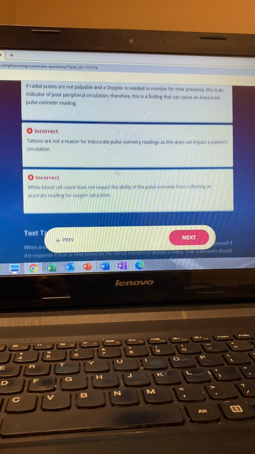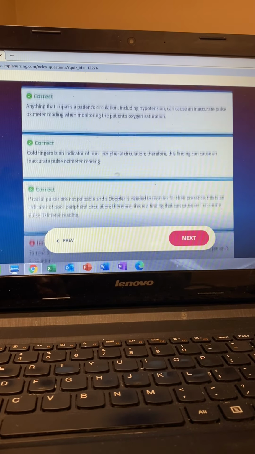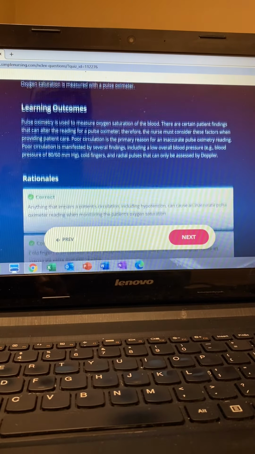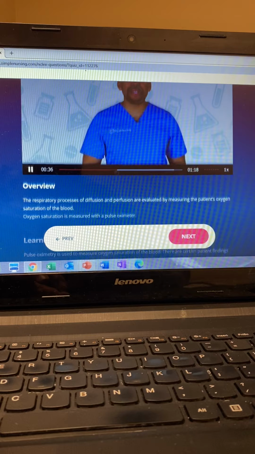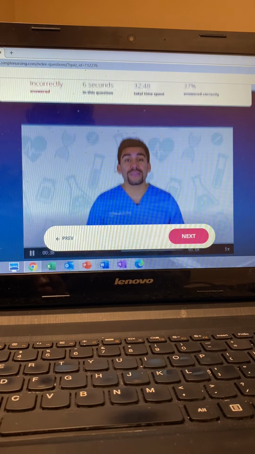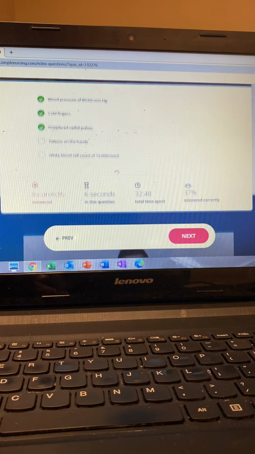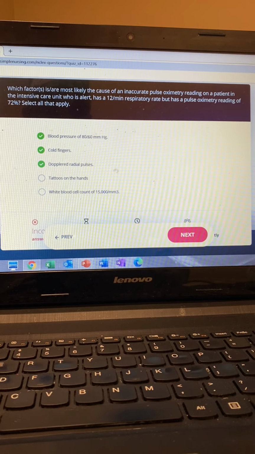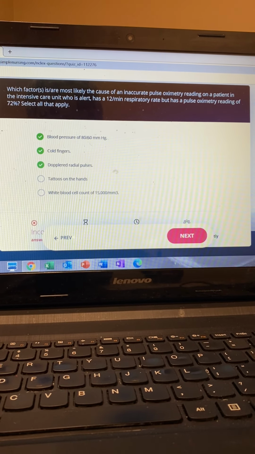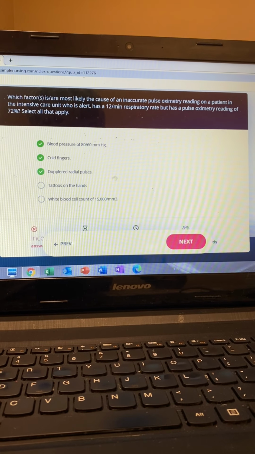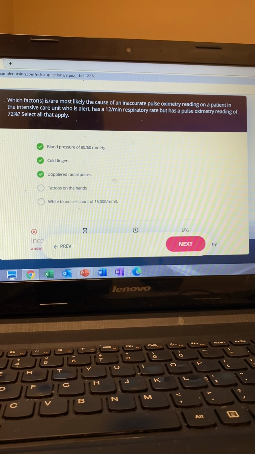So option number 1 is correct. Low blood pressure means low perfusion, which definitely can affect that pulse ox reading. Option number 2 is correct. Our cold fingers cause vasoconstriction, meaning low perfusion, which again interferes with that pulse ox reading. And option number 3 is also correct. Weak pulses means low perfusion.